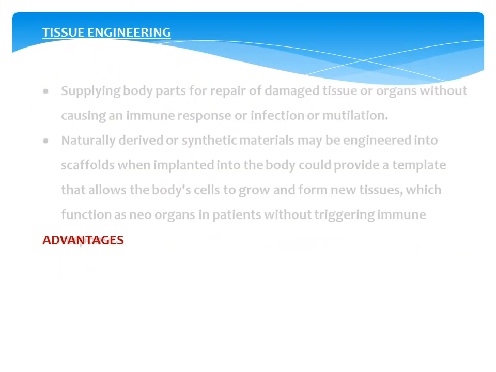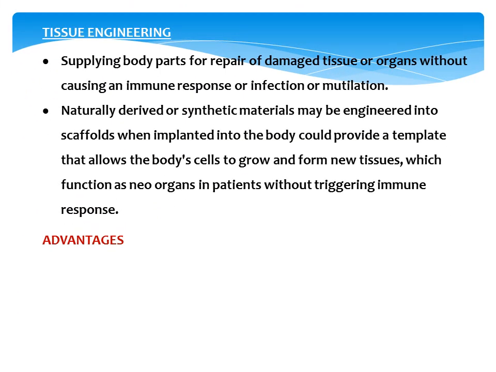Tissue engineering. Supplying body parts for repair of damaged tissue or organs without causing an immune response or infection or mutilation is called tissue engineering. Naturally derived or synthetic materials may be engineered into scaffolds. When implanted into the body, they could act as a template. And that allows the body cells to grow and form new tissues. And they function as new organs in patients without triggering the immune response.